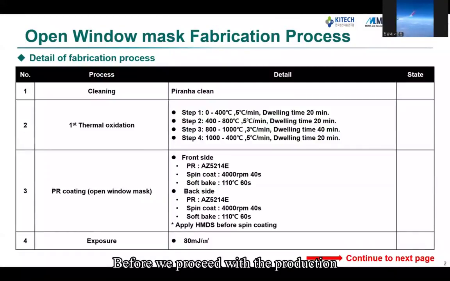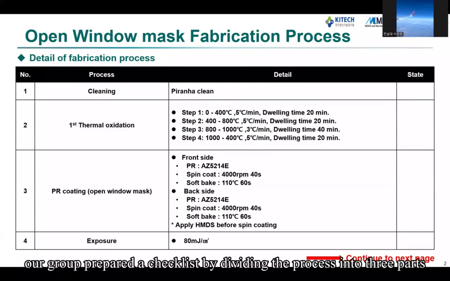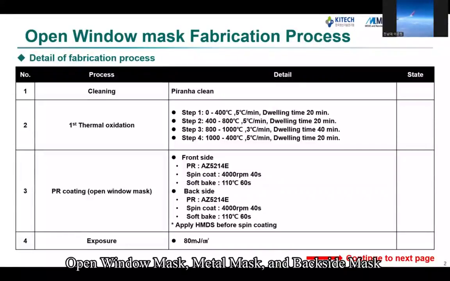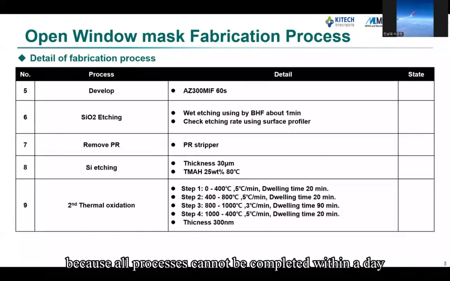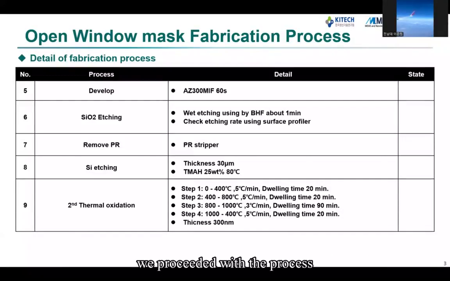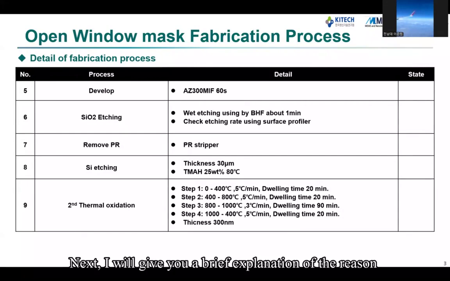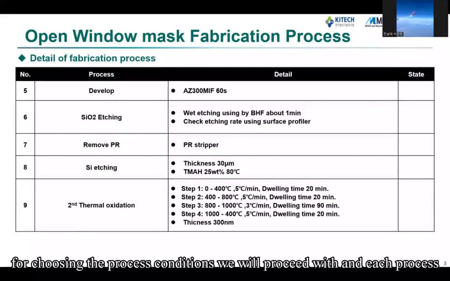Before we proceed with the production, our group prepared the checklist by dividing the process into 3 parts: upper window mask, metal mask, and backside mask, because our processes cannot be completed within a day. Based on this, we proceeded with the process. Next, I'll give you a brief explanation of the reason for choosing the process conditions. We will proceed with each process.